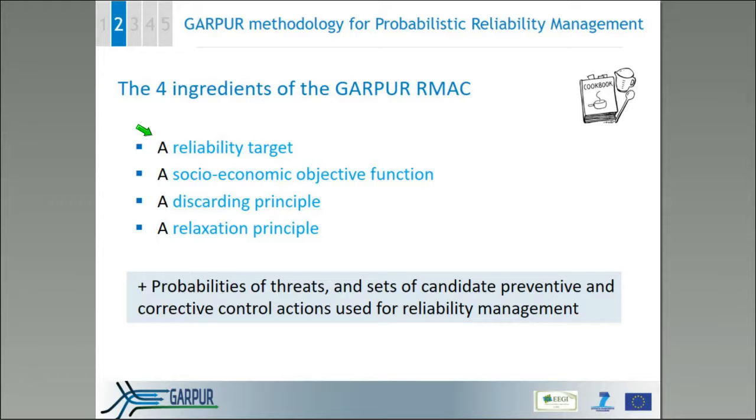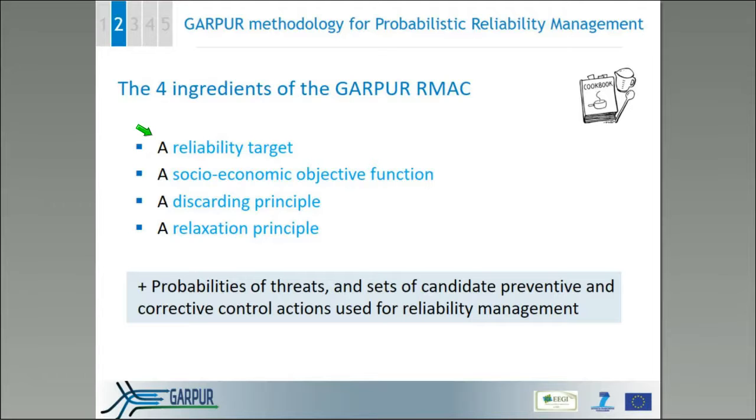With these three parts, we have an optimization problem with some constraints. And this problem may or may not be a feasible problem. If the problem is not feasible, then we need to be able to relax it by dropping out some of the constraints. And so we also formalize in the GARPUR project how to relax the problem in any case where it is not feasible.